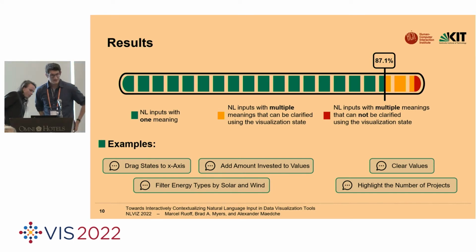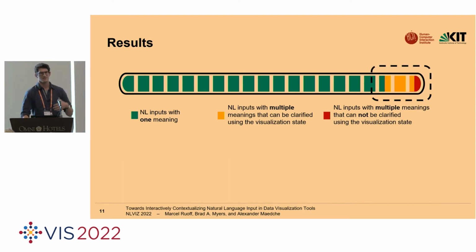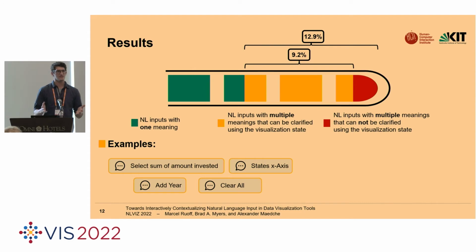In this case, the natural language inputs with only one meaning were well-defined inputs, such as "filter energy type for solar and wind." However, in my talk, I want to focus more on the natural language inputs which have multiple interpretations. Still 12.9% of the overall natural language inputs of the 22 participants had multiple meanings, but luckily we were able to clarify 9.2% of the overall inputs utilizing the visualization state, for natural language inputs such as "sum of amount invested."